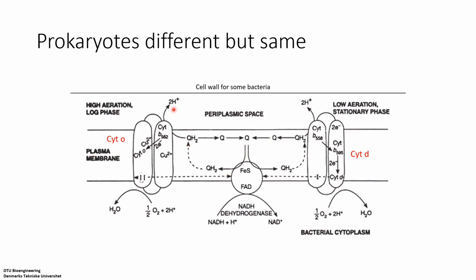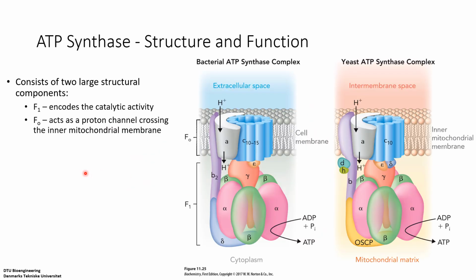And we have protons that are pumped out into the periplasmatic space, which is like the intermembrane space in bacteria, so that we create a membrane potential over a plasma membrane. Membrane potential is key. Membrane potential is vital and is one of the ways that we create chemical energy.